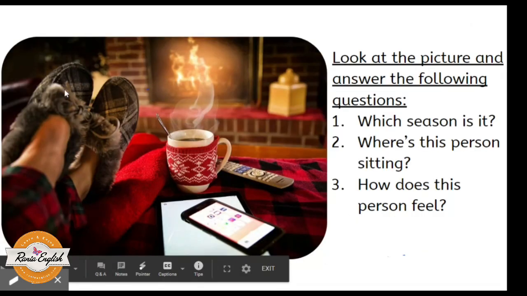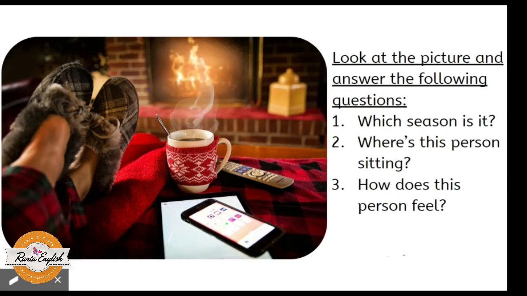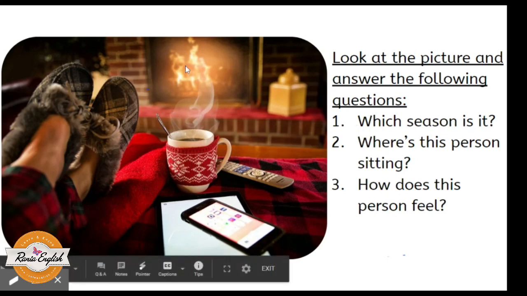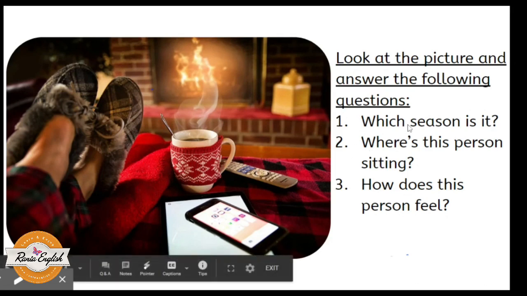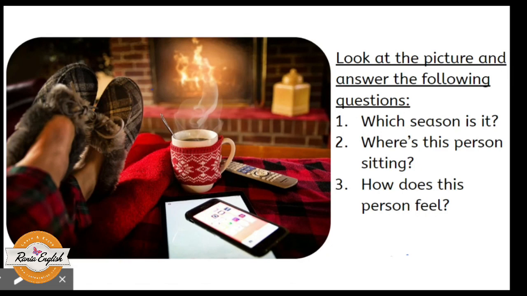Here we have a picture. There are certain things that we can see in the picture and some information that we have to infer from the picture. Let's look at the first question. Which season is it? In order to understand which season it is, I can look at the picture and infer because we have fire here and we have flip-flops, we have a hot cup of coffee here. We can infer that maybe a blanket here, and we can infer that the season is winter.